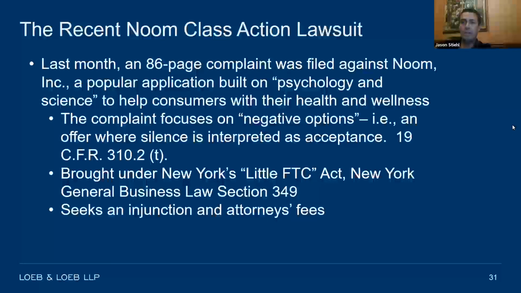There's been 2 class actions recently against Noom in New York under their statute, which is the General Business Law Section 349. Noom, for those of you who don't know, is a health and psychology science kind of a melding, where it basically works with the consumer in a way to learn about their choices and help them make better decisions on a health and wellness standpoint. So there's a lot of internal monitoring of what an individual is doing that helps them then live a healthier life.